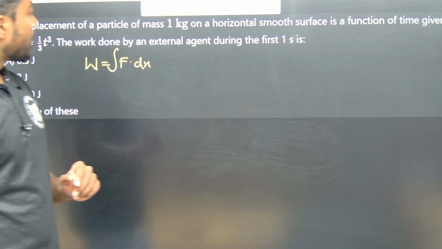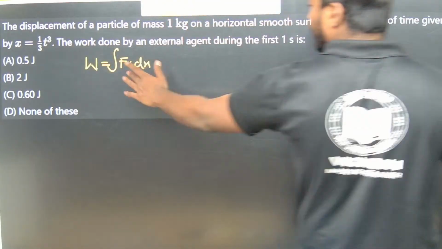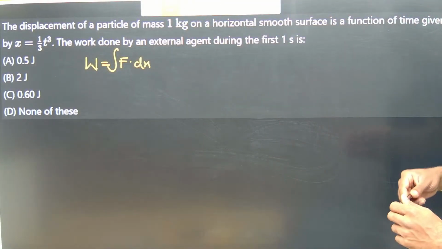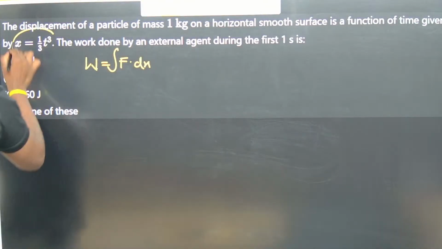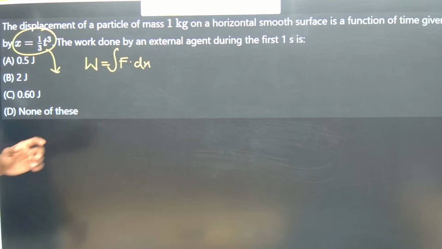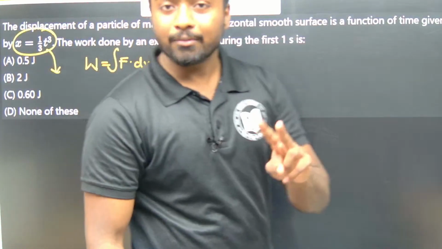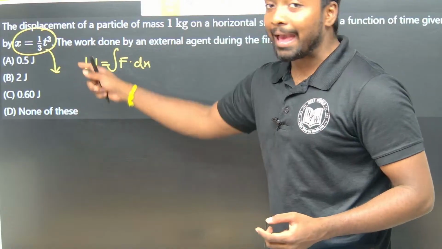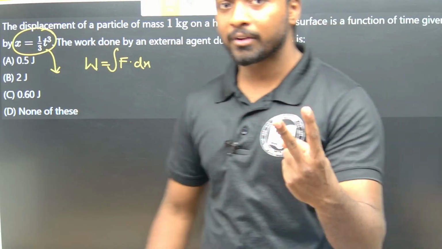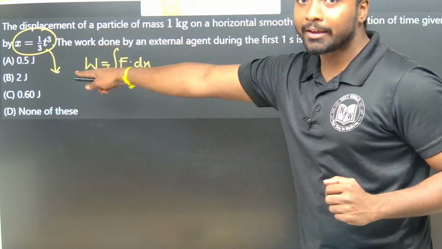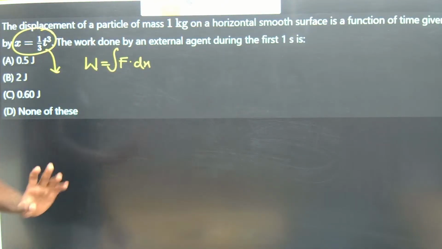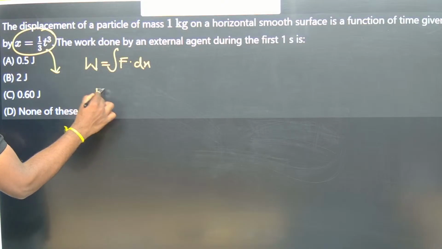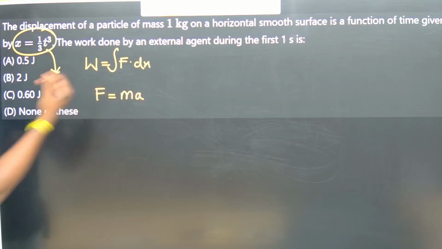We know force is given, but here only the mass and the position of the particle are given. If I differentiate this position, I will get the velocity. If I double differentiate, I will get the acceleration. First differentiation velocity, second differentiation acceleration. So mass into acceleration, I will get the force. Again into dx they have given, so if I differentiate this one I will get the dx value. Force should be equal to mass into acceleration.